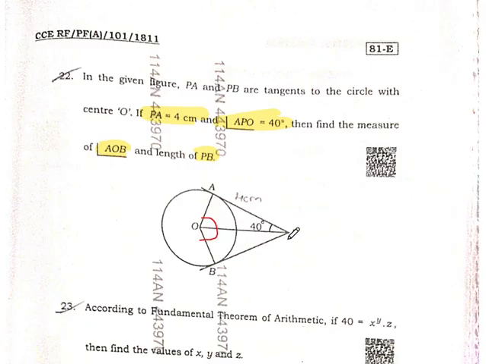So you already know, the tangents drawn from any given point to the circle, the length will be same. If PA is 4 centimeter, this PB is also 4 centimeter, because tangents are drawn from the same point P to the same circle. So PA is equal to PB, that is equal to 4 centimeter. You can write directly for this length of PB.